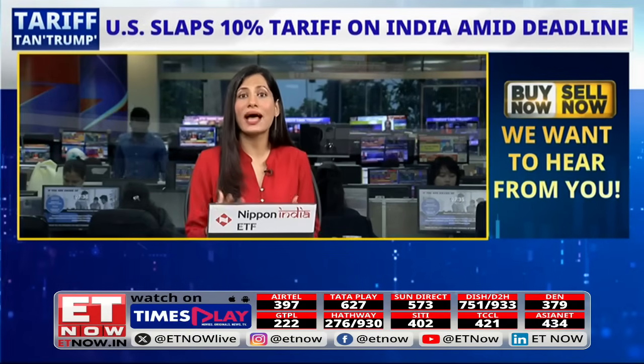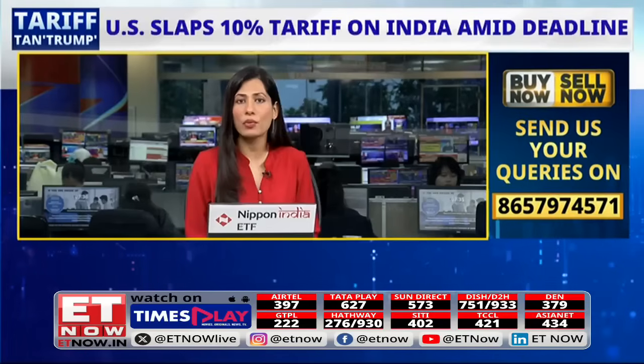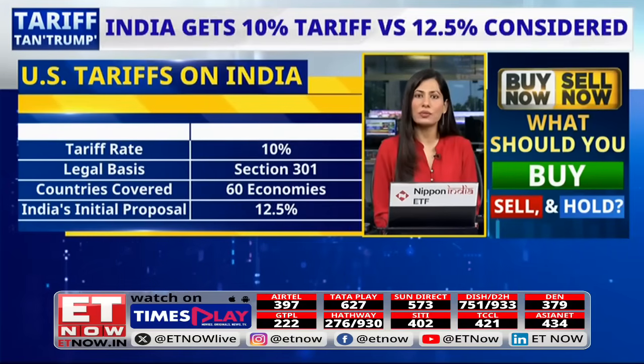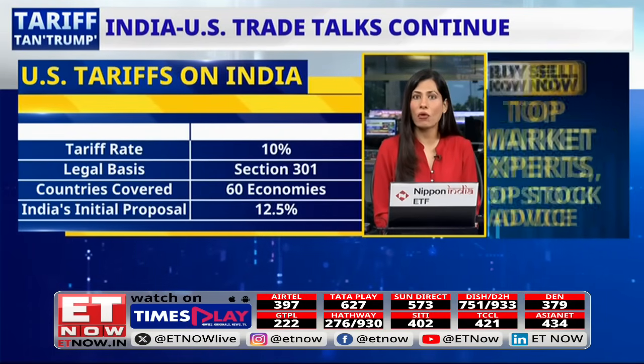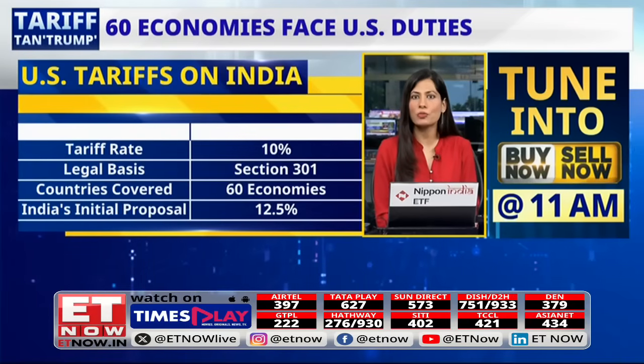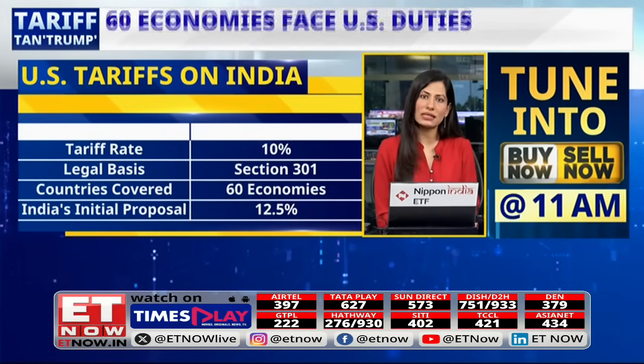But let's talk about the US tariffs then. The US has imposed fresh 10% tariffs on imports from India under Section 301, citing concerns over forced labor in global supply chains. India was initially considered for a 12.5% tariff but secured the lower rate after adopting measures to prohibit imports made using forced labor.